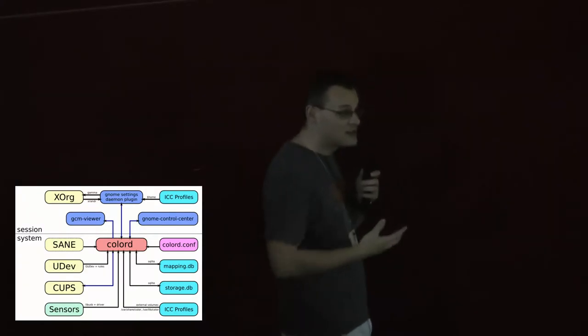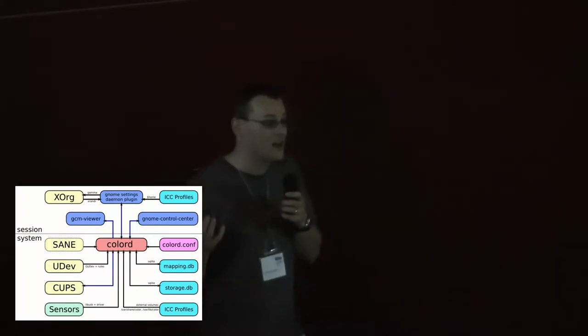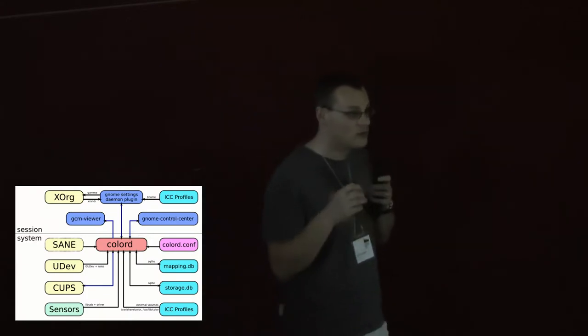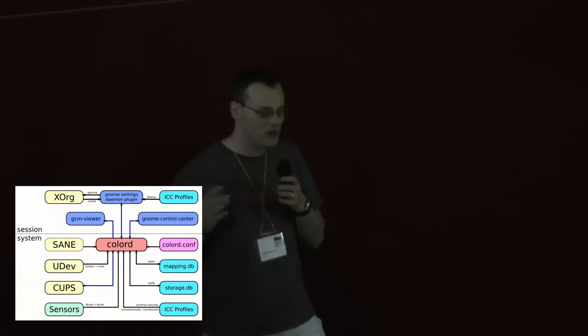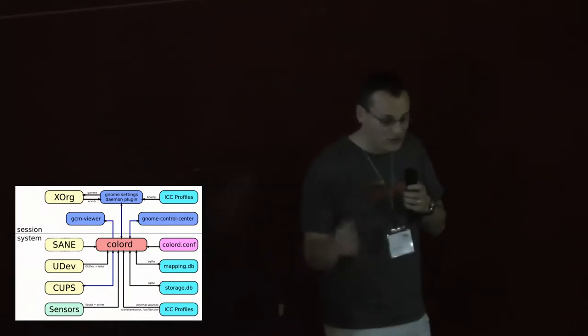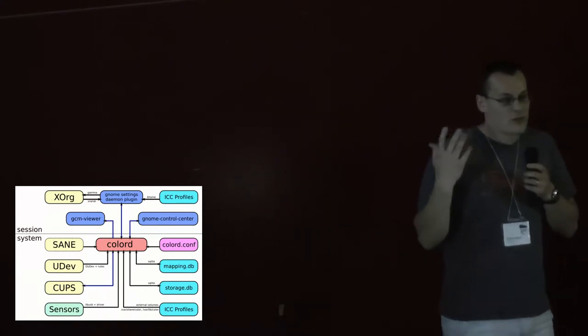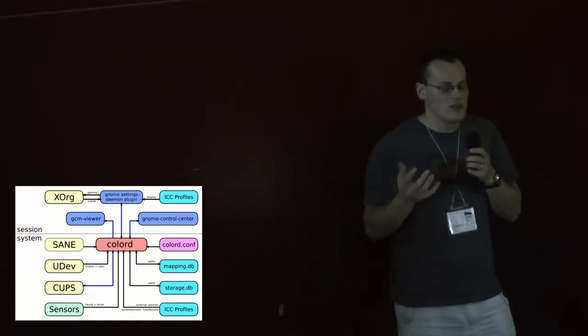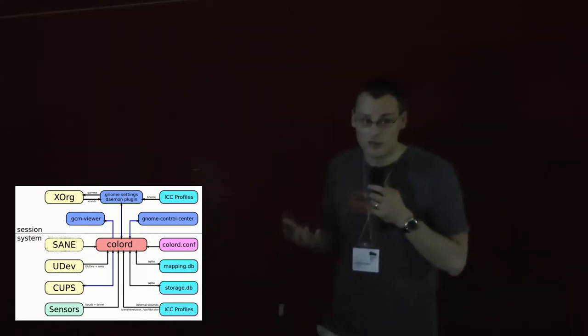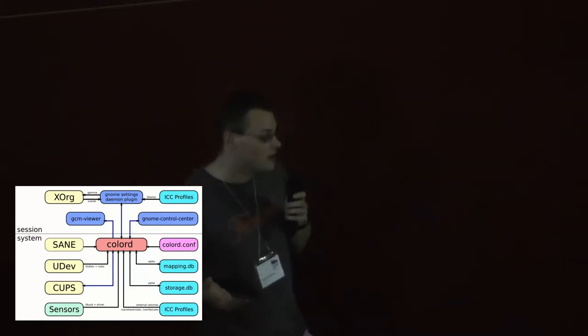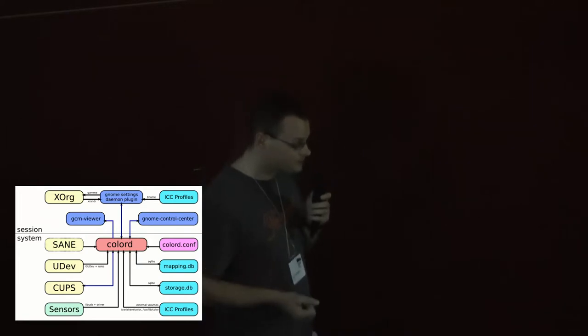It also talks to colour sensors, so we can access stuff like the Colour Hug or Huey or Colour Monkey, etc., using native drivers rather than having to screen scrape Argyll so much. It's also got configuration files, a couple of random databases, and it reads all the ICC profiles in the home and system directories. So things like common profiles like Adobe RGB, ProPhoto RGB, all the ones you might want to share with people.